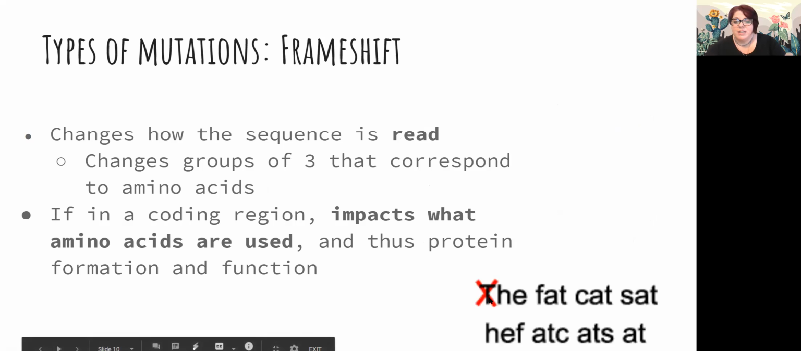If I take out the T though, and I still start with the first one available, I still have to read in groups of 3. So I have HEF, ATC, ATS, and then this short AT that may do nothing. So basically it's shifted the frame that you're reading, and that could have a very significant impact on what amino acids go into making the proteins.